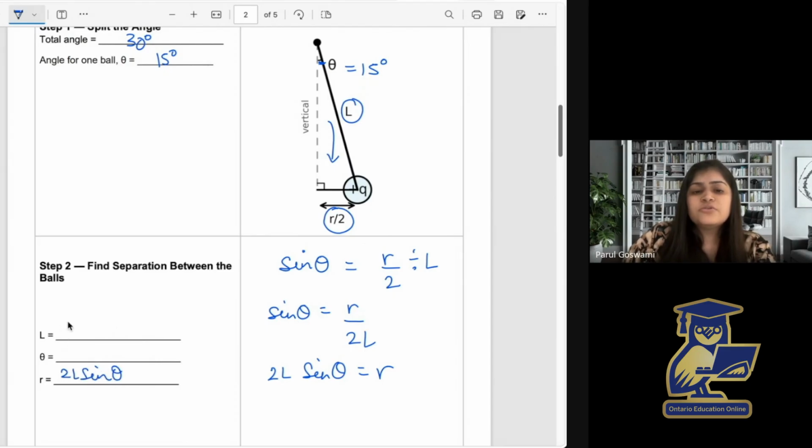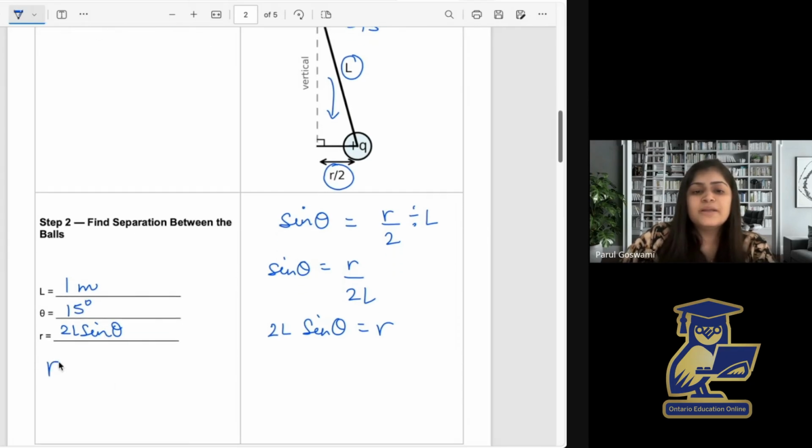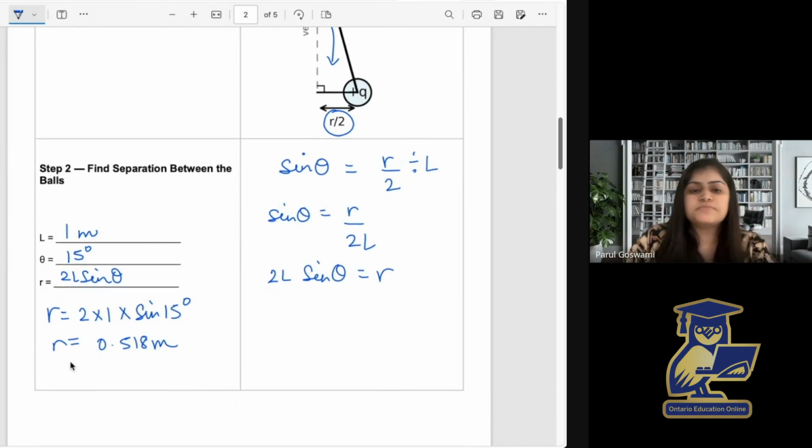L is already given to us in the question, which is 1 meter. Theta that we have determined is 15 degrees. Now we can substitute this to determine the value of r. So it would be 2 times 1 times sine 15 degrees. On solving this, we will get 0.518 meters. So this is the distance between two pith balls that we got.